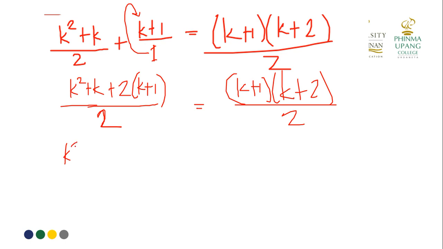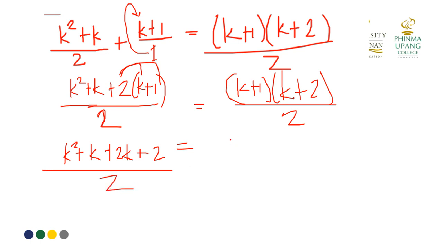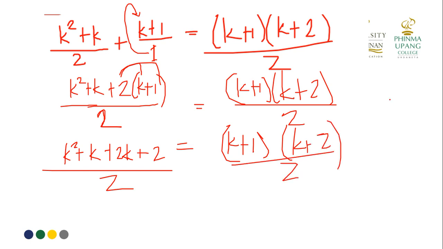K squared, you're going to copy k squared plus k, then 2k plus 2k, tapos 2 times 1 is 2. Is equivalent to, don't forget to write that denominator. This is k plus 1, then k plus 2, all over 2. Gets po? Parang pinahaba ko lang yung solution. Tama? Alright.